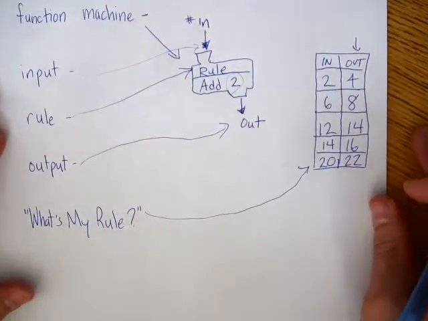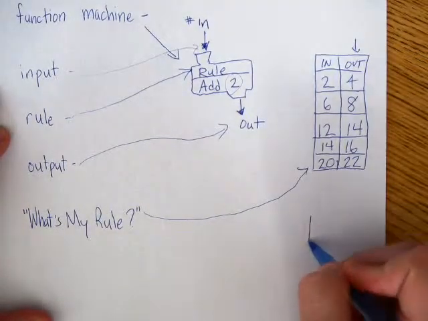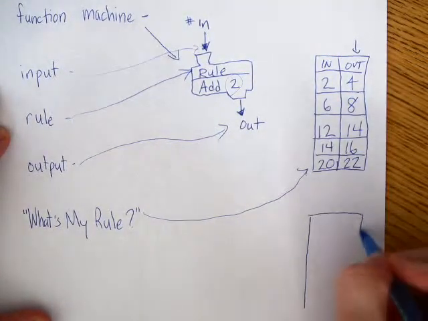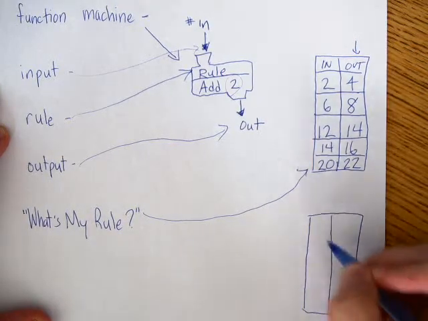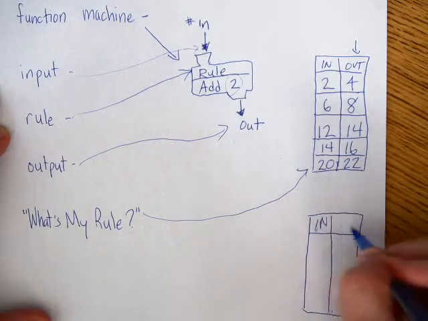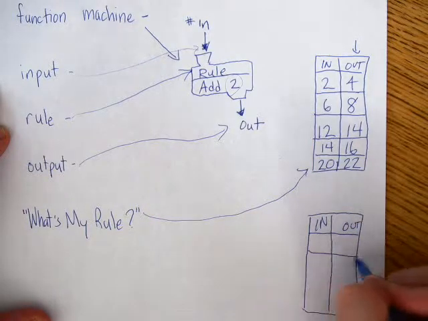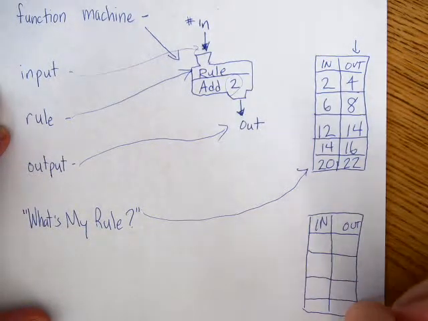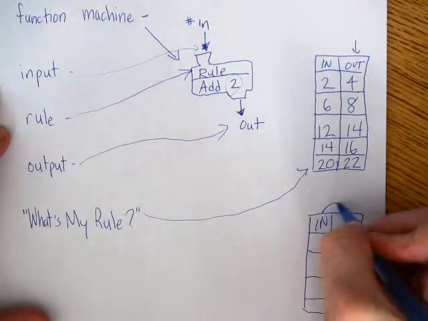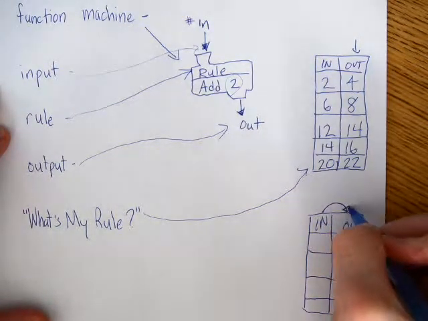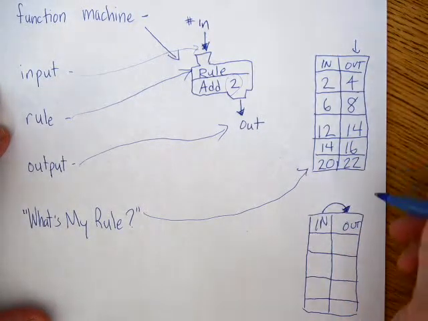Sometimes you'll have a what's my rule table, and they don't always just give you the ins. So here's the ins and the outs. Sometimes they might give you some ins and some outs, or sometimes they might just give you outs. The rule always goes from the in to the out. This is an important point that kids miss a lot of times.